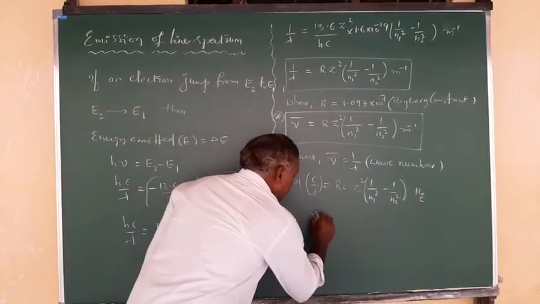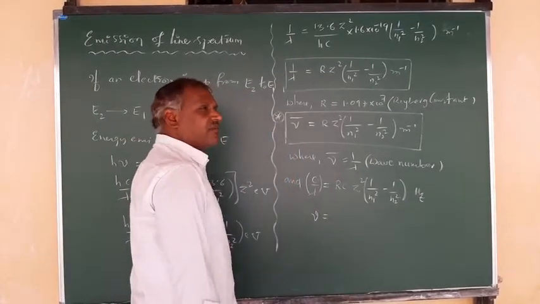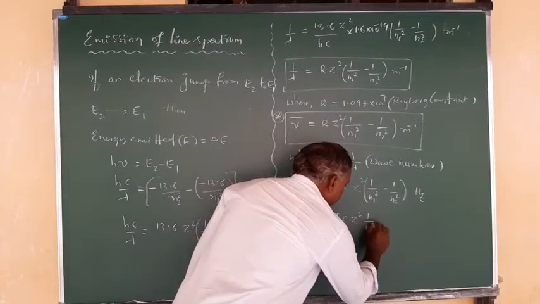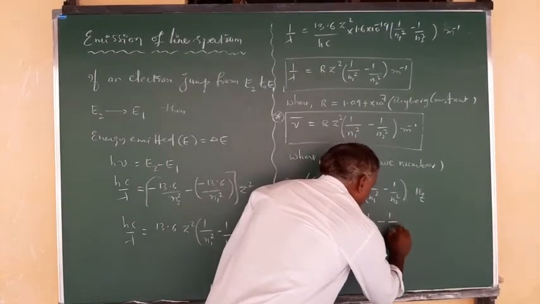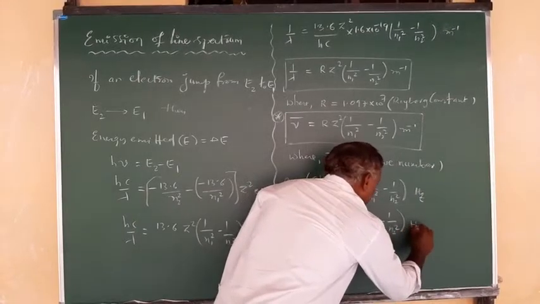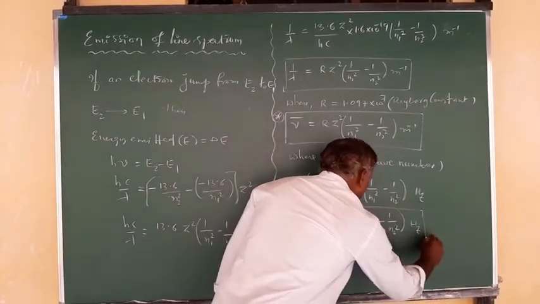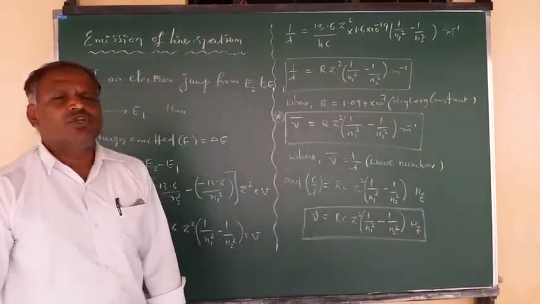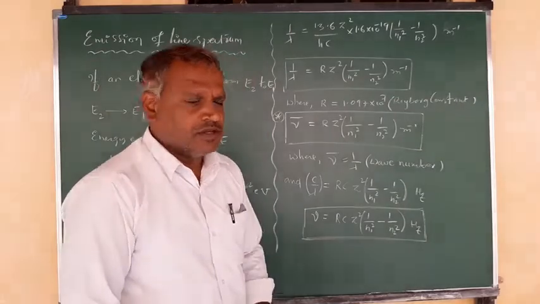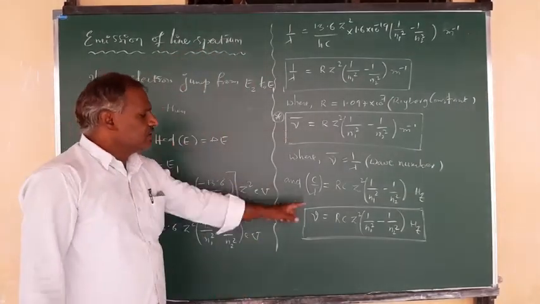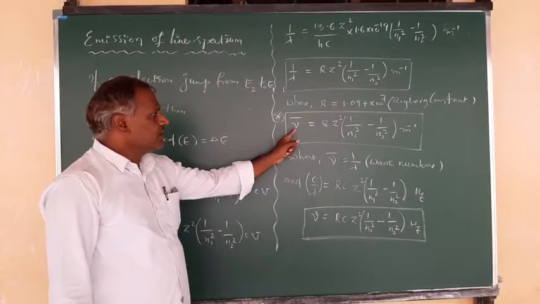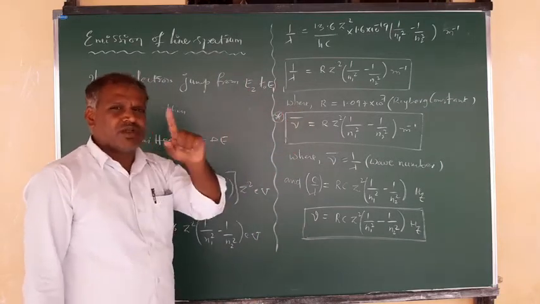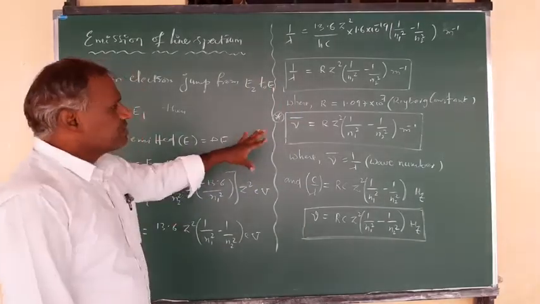So now you can write that the frequency of the radiation emitted is equal to R c Z square into 1 by N1 square minus 1 by N2 square, in hertz. This is the equation to determine the frequency of radiation emitted during the transition of electrons. This equation will be important. Here nu, here also nu, but here nu bar. Nu bar is the wave number, the reciprocal of wavelength. So you have to remember this observation.